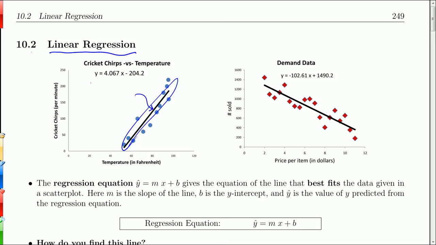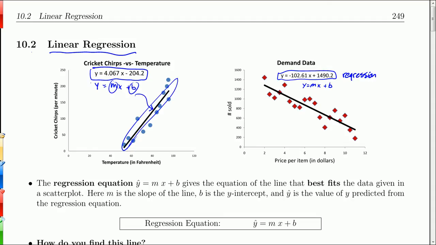And because it's a line, we actually have an equation for it. The line looks like y equals mx plus b. If you recall your equation for a line, there's a slope and an intercept. M is the slope, b is the intercept. Just like this line over here, it has a slope, y equals mx. The slope is negative 102.61, plus b, a y-intercept, which is 1490.2. So these are the regression equations.